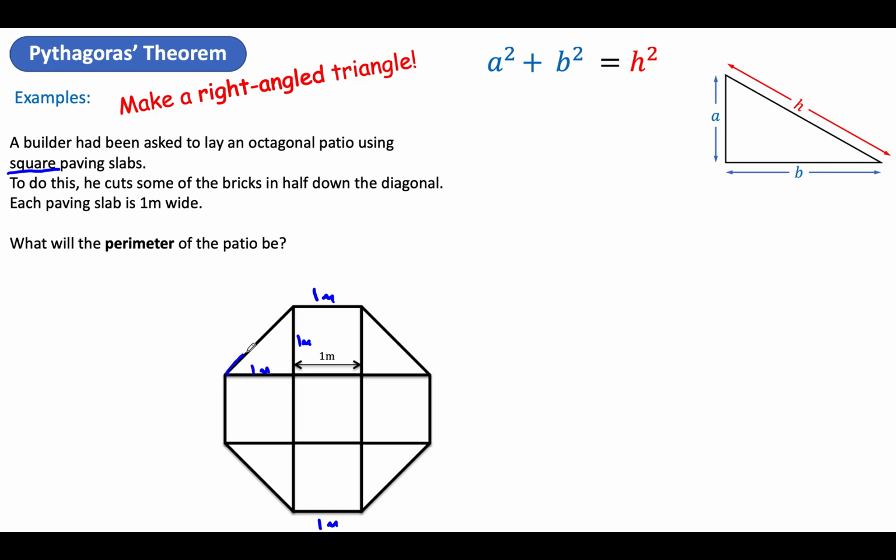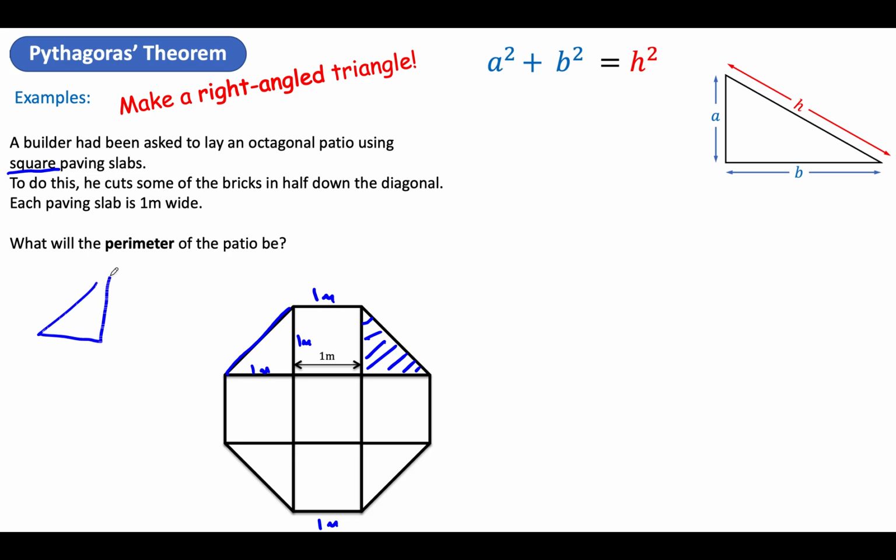So there we go. There's a diagonal of 1 because these bits in the corners here are half a paving slab is what I'm trying to say. He cuts them in diagonal. Each paving slab is 1 meter wide. What would the perimeter of the patio be? So at the end, we've got to remember, we've got an extra question here. What is the distance around the outside?